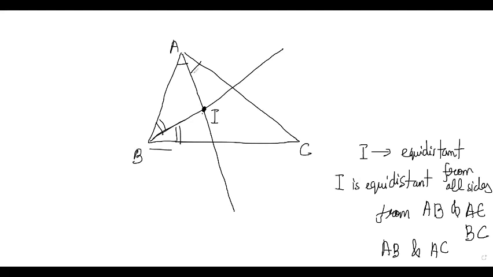And that just means that I is the center of a circle which can be drawn, which touches all the three sides, right? So I becomes your incenter, and the radius of the circle is called the inradius. Small r is called the inradius.